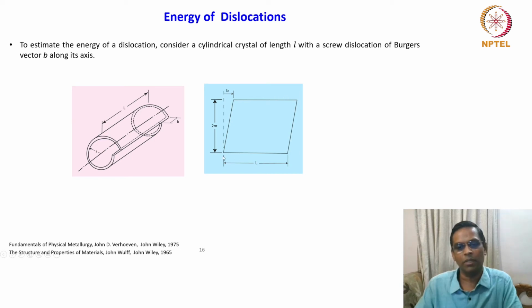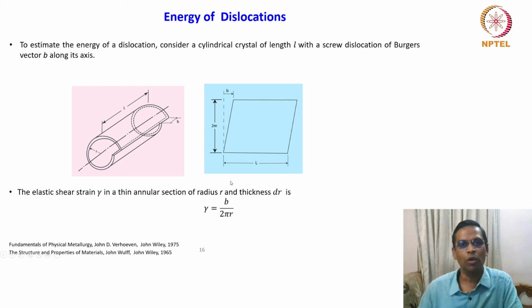The shear displacement. So what are we going to see? B and 2 pi R, that is because of the cylindrical geometry, and this is L. So the elastic shear strain gamma in a thin annular section of radius R and thickness dr is gamma equal to B by 2 pi R. So now you have enough background to understand this simple calculation of shear strain gamma and how it comes, right? So we don't have to spend more time on this now.